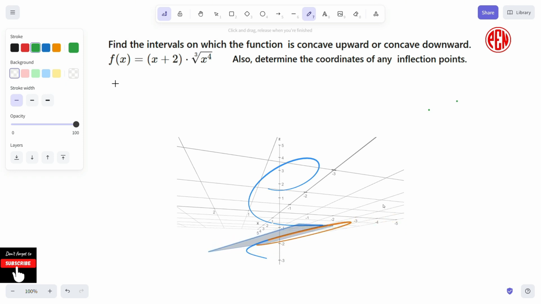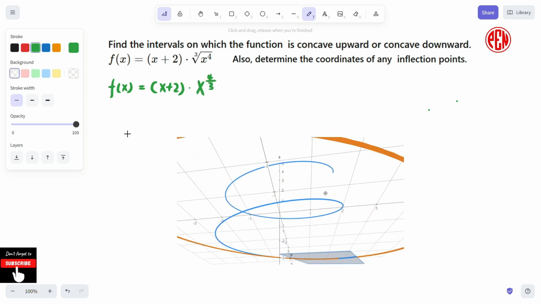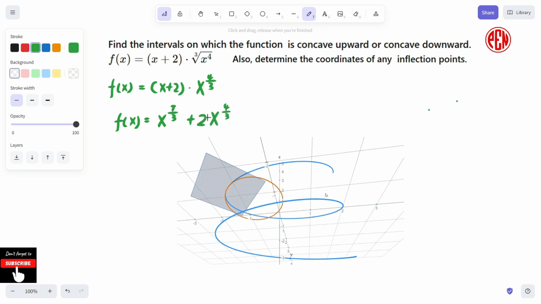Next step is rewriting the function. To make it easier to work with, especially for taking derivatives, we'll rewrite the function in terms of exponents instead of roots. The cube root of x raised to the fourth power is the same as x raised to the 4/3 power. So when we multiply x plus 2 by x to the 4/3, we get two terms. The first is x raised to the 7/3 power, and the second is 2 times x raised to the 4/3 power. That gives us a simplified version of the function with two power terms.